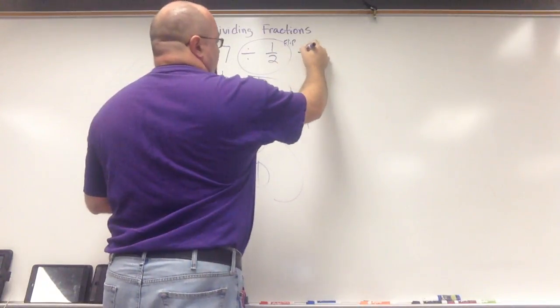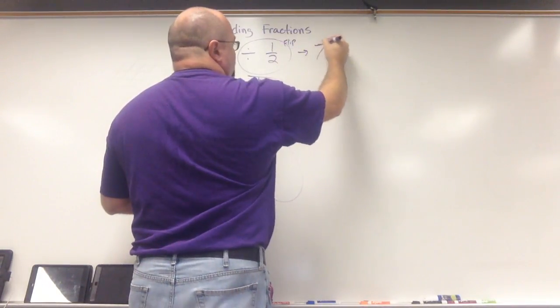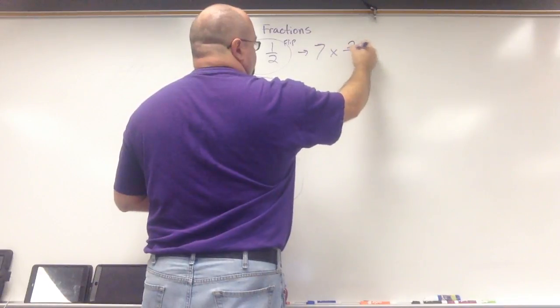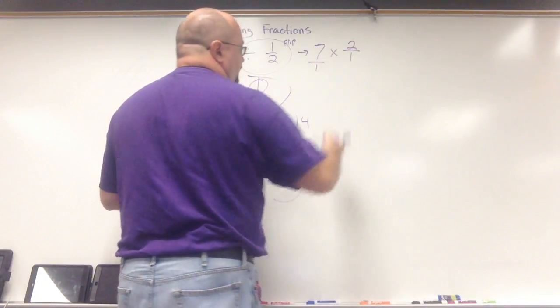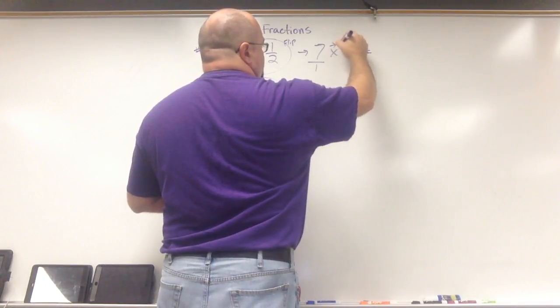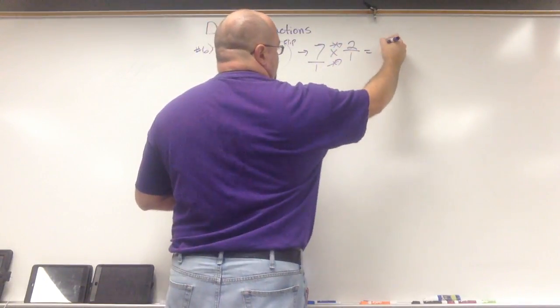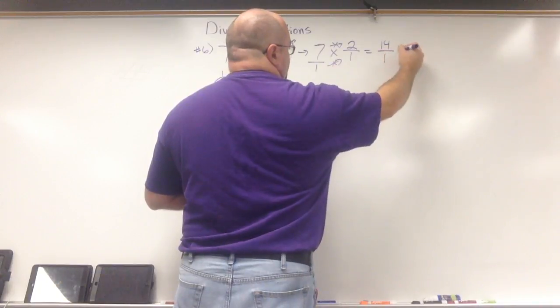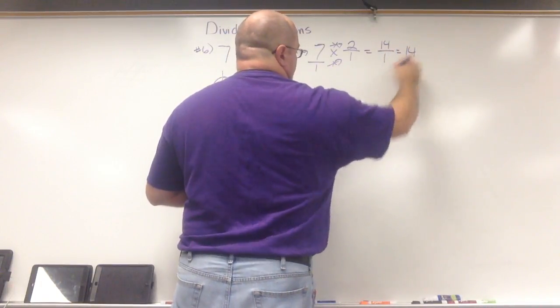All right, so let's rewrite and flip. Remember, this is 7 over 1. So multiply my numerators, multiply my denominators. I get 14 over 1, which is 14.